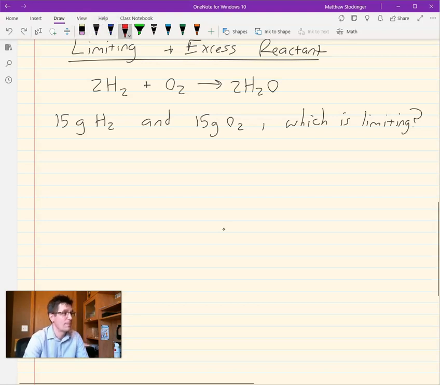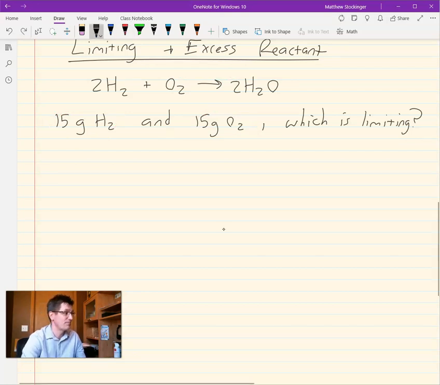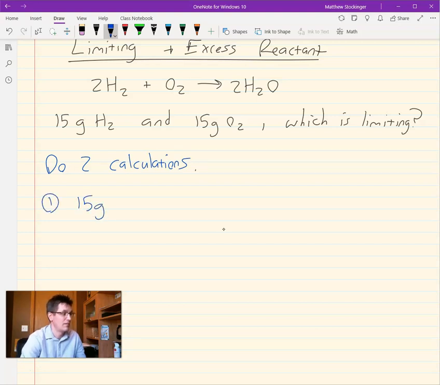Here's what you do. You start with your 15 grams H2, calculate how much product that would make. Then you do another stoich calculation, starting with your 15 grams O2, and calculate how much product that would make. So you do 2 separate stoich calculations. Okay? 15 grams H2, 3 parentheses. This one is going to end with grams H2O, the product.